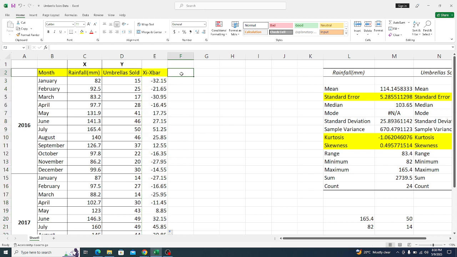Then you can do the same. Now we need yi minus y bar. We need yi minus y bar.